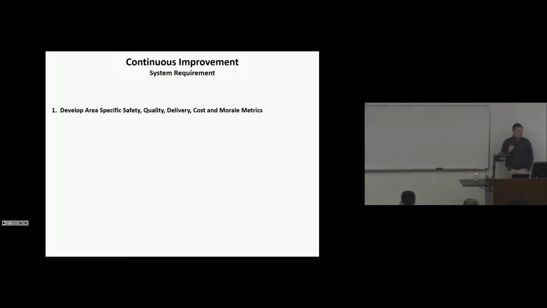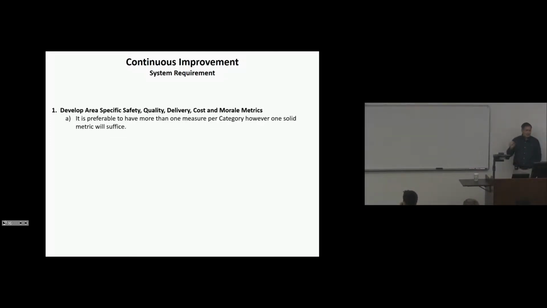Now, for the continuous improvement system, develop area-specific safety, quality, delivery, cost, morale metrics. So if I'm running a crankcase operation as a business unit leader, what are my metrics for my specific area that I'm measured against? What are my trends? What are my Pareto's? And what are my targets? And is it clearly visible to everyone?